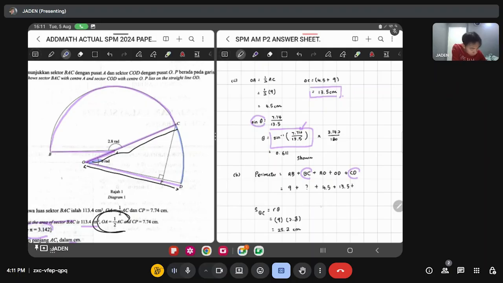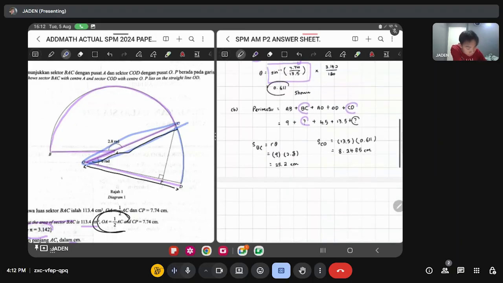All right, and then the arc for CD, which means the radius is here, 13.5, multiply by the theta. The theta that you just found in radian is 0.611. So 0.611, and there you go. You will end up with another answer, 8.2485 cm. Okay, so you want to fill up these two question marks, which is CD and BC, and that is how you're going to get your final answer.